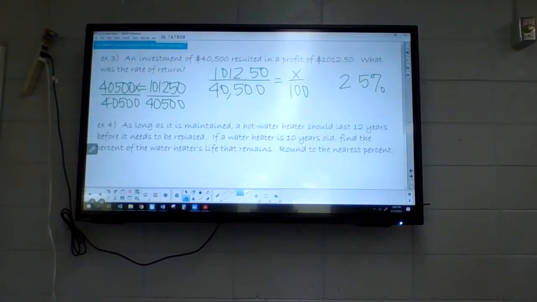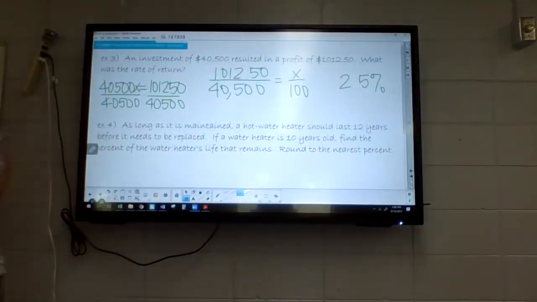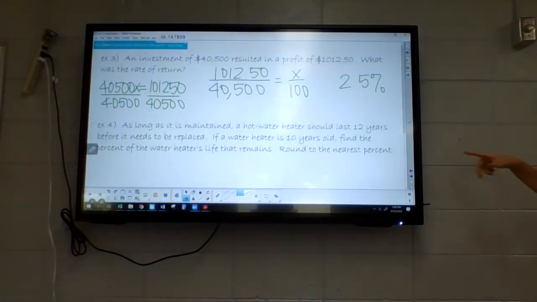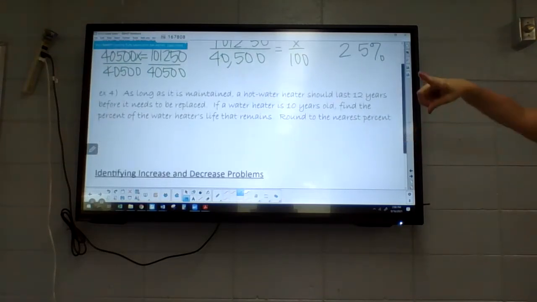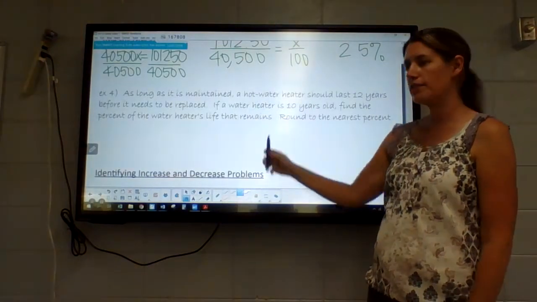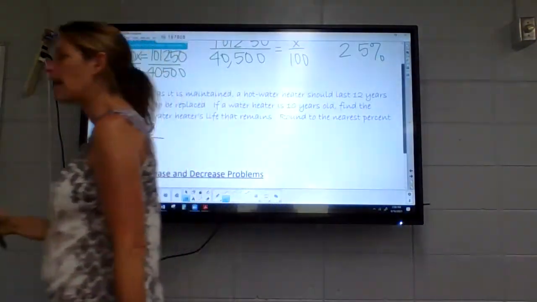As long as it's maintained, the hot water heater should last 12 years before it needs to be replaced. If a water heater is 10 years old, find the percent of the water heater's life that remains. Round to the nearest percent. So how many years of life remain for our water heater in this case? There are 2 years remaining out of 12, since we've used 10 years. So there are 2 years remaining out of our total life of our water heater.